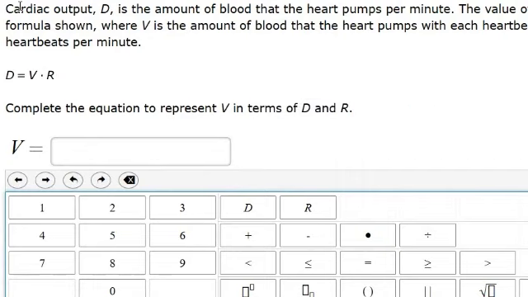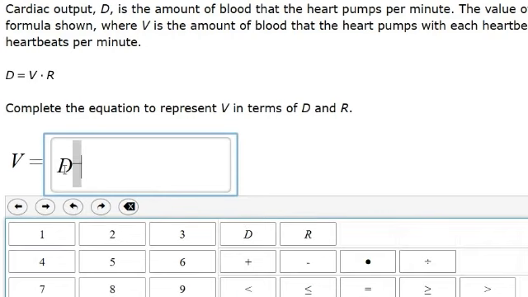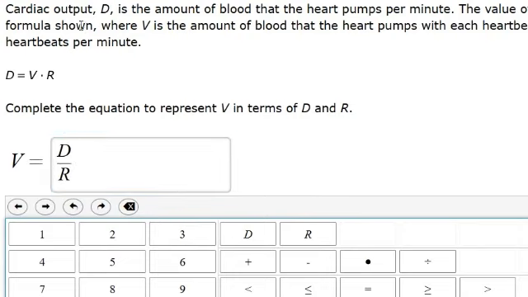Cardiac output, D, is the amount of blood that the heart pumps per minute. The value of D can be found using the formula shown, where V is the amount of blood the heart pumps with each heartbeat, and R is the number of heartbeats per minute. Complete the equation to represent V in terms of D and R. V equals D over R. Wow, so much for a simple question. D by R. Why can't they just say complete the equation? Yeah, next.